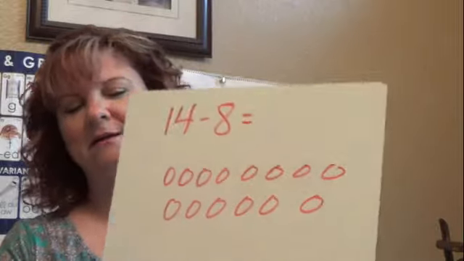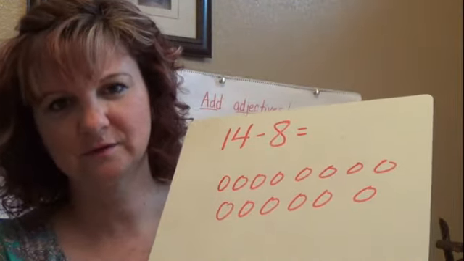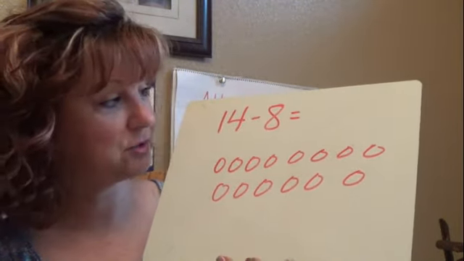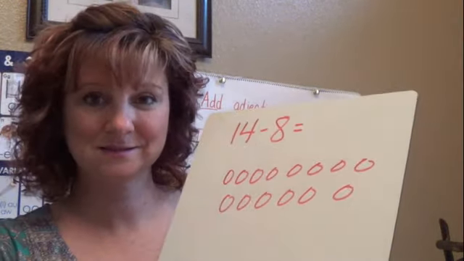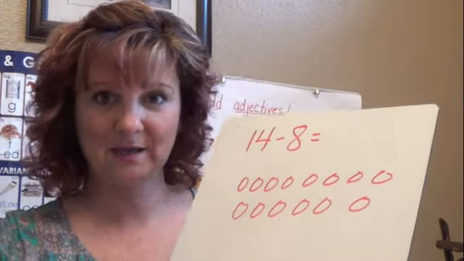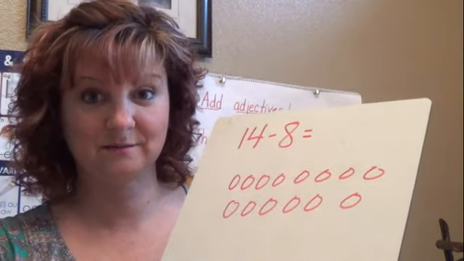4, 5, 6, 7, 8, 9, 10, 11, 12, 13, 14 sunflowers. Now am I going to draw 14 sunflowers? No, that would take too long. But I could do 14 circles, and I could just simply cross out or minus 8 of them, because I took 8 away because that part is dead, right?